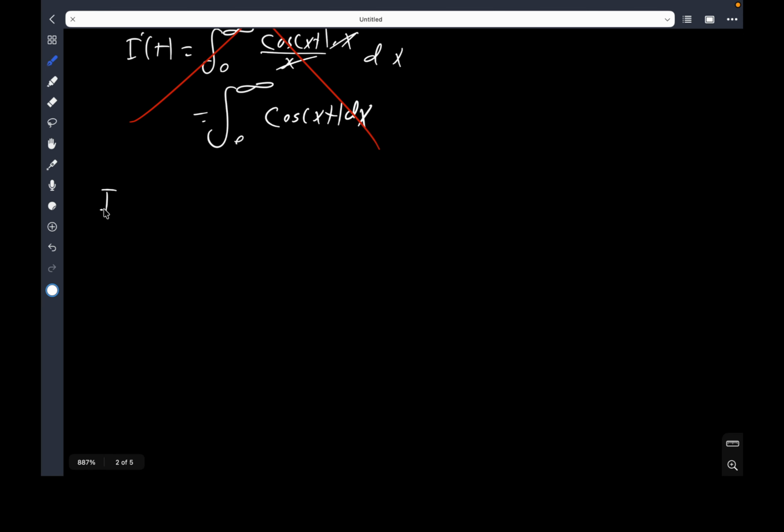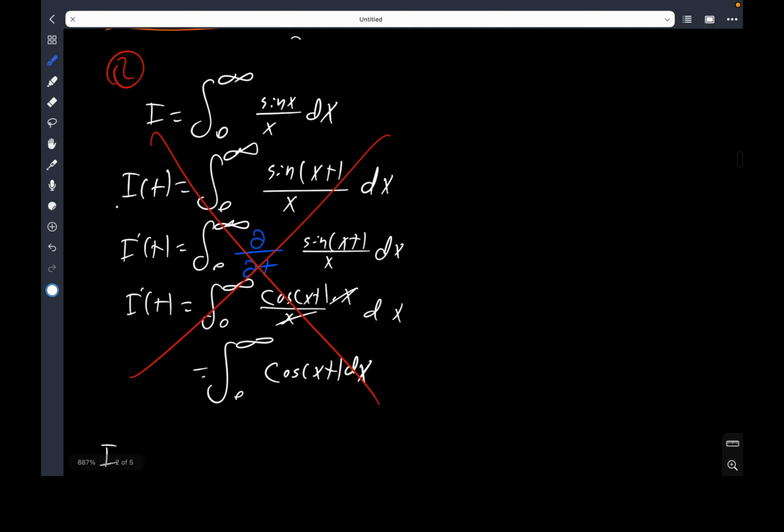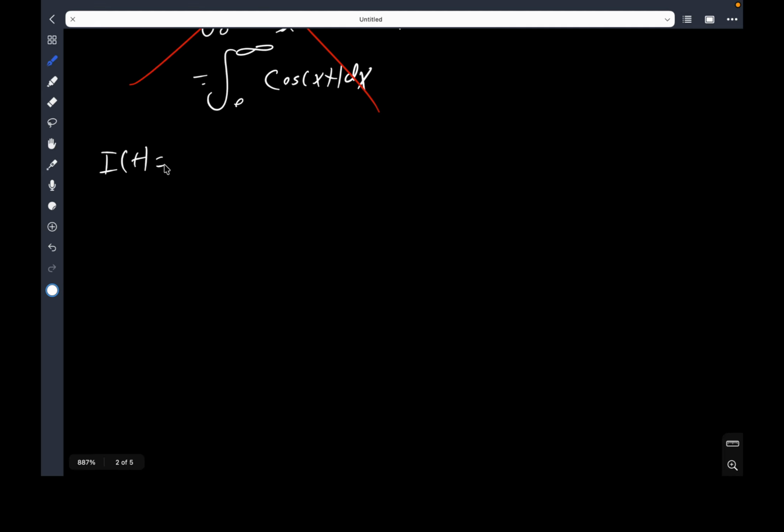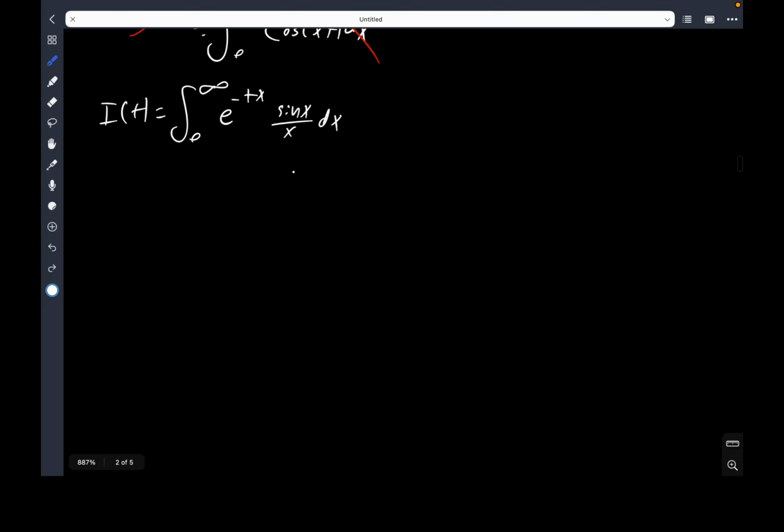So how else can I suppress x here? If you look closely, you can see that if I introduce a new parameter, e to the negative tx, in the integral of sine x over x dx, and I take the derivative of this partially with respect to t, I'm going to be able to suppress this x in the denominator.